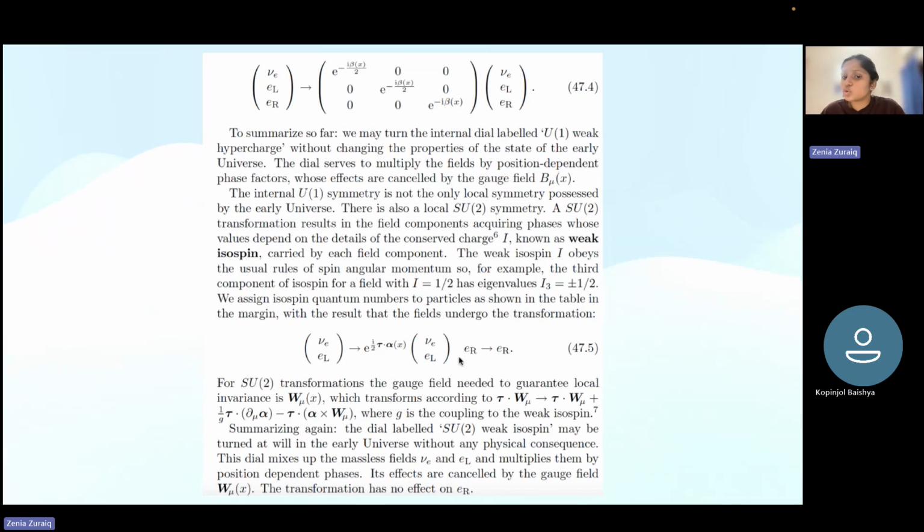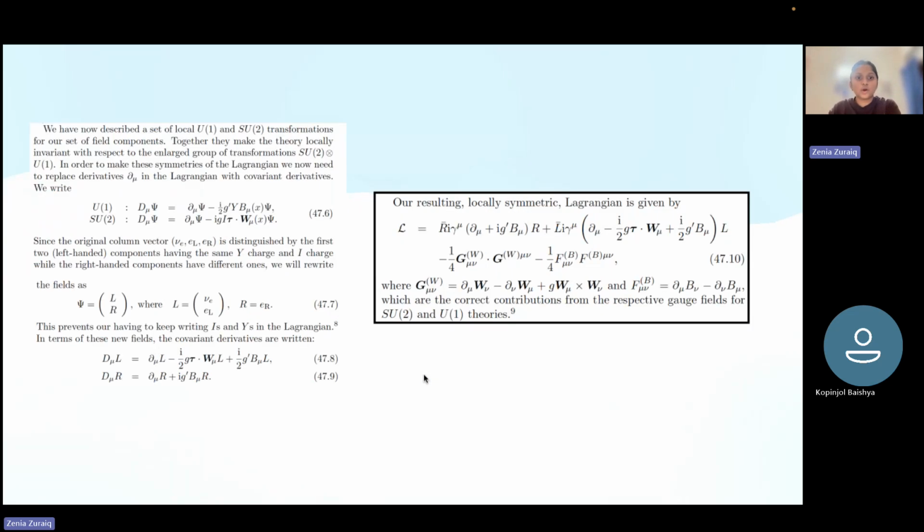The transformation has no effect on the right-handed sector. Here it's only written for leptons, but quarks also have the same thing. So now you have seen local U1 and SU2 for our field components. Together they make this theory locally invariant with SU2 cross U1.